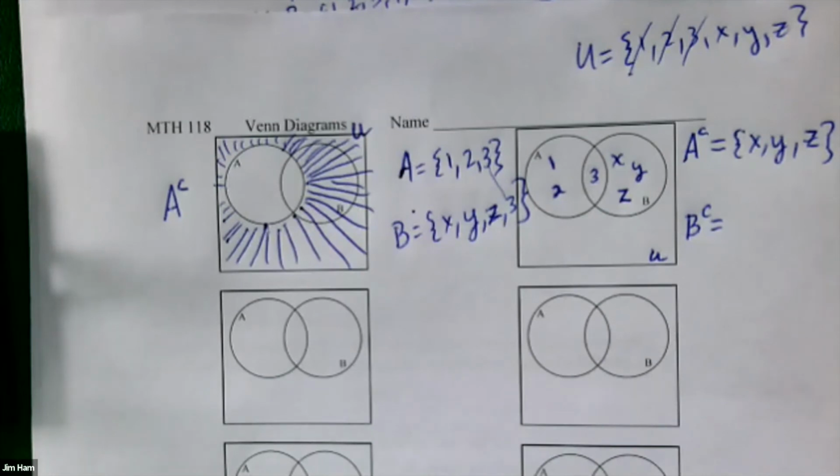All of those elements in the universal set that are not in B. Okay, everybody have a chance? I see some correct answers. I see some incorrect answers.